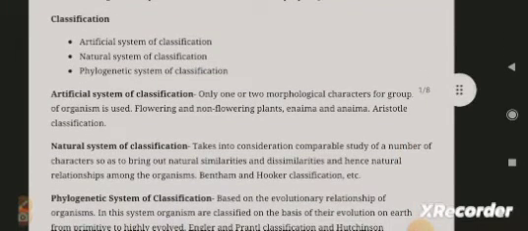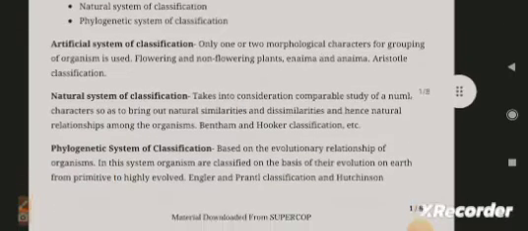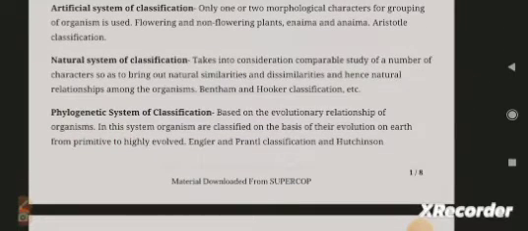Classification: artificial system of classification, natural system of classification, and phylogenetic system of classification. Artificial system of classification. In this, only one or two morphological characters are used for grouping of organisms. Flowering and non-flowering plants, Anima and Anima. Aristotle's classification, this is known. Morphological means.